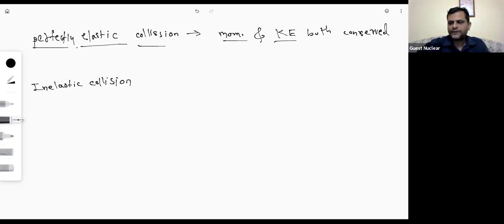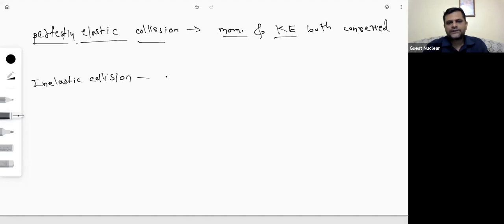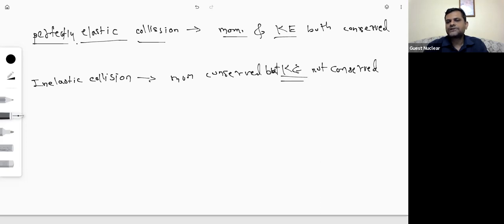Basically, inelastic collision is one in which the momentum is conserved. Look carefully, momentum is conserved, but the kinetic energy is not conserved. So that is called the inelastic collision, simply inelastic collision. So momentum is conserved, but kinetic energy is not conserved. That is why it is called inelastic collision.